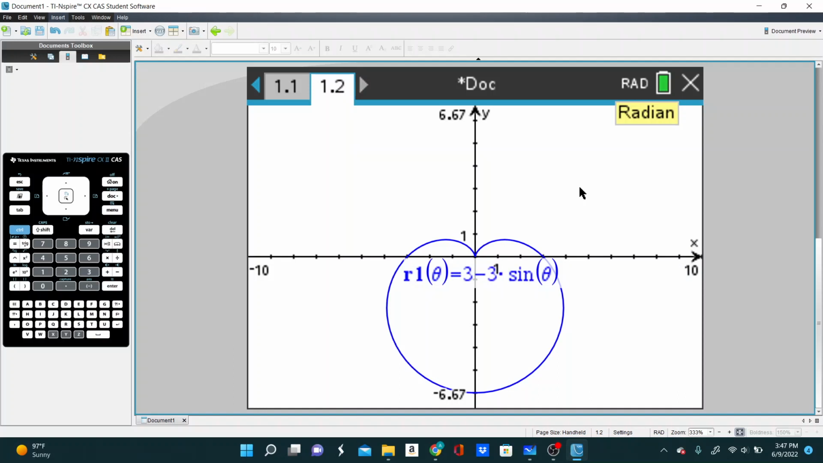Okay, and so we're in radians, and we get this curve, which if you knew what those different functions looked like, what those different curves looked like, then you would be able to identify that as a cardioid.